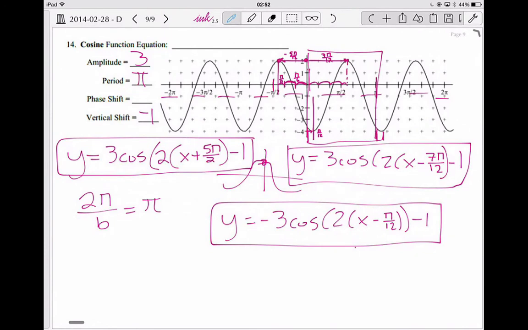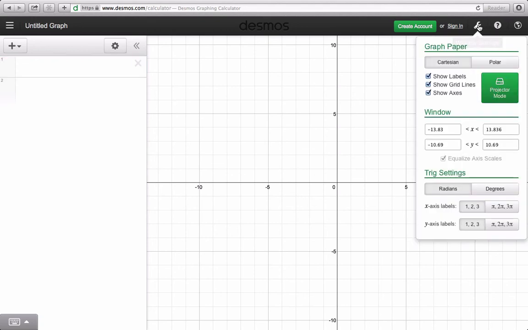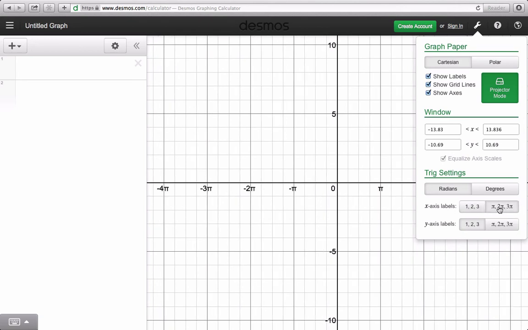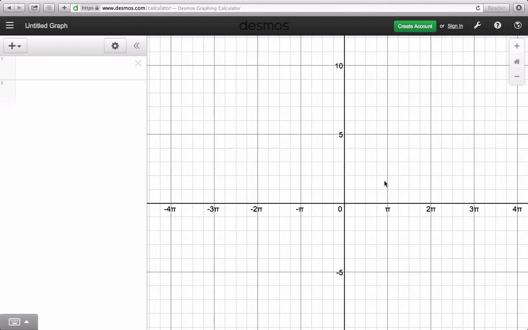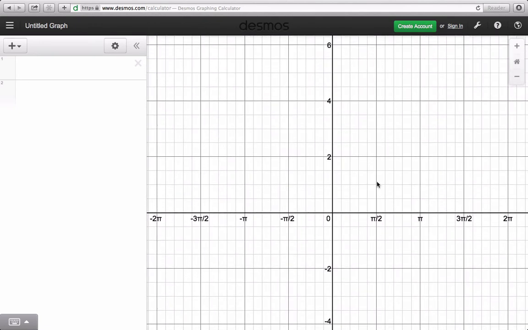And just for giggles, let's prove that all of these are valid answers. You don't have to have all of these on your homework. So here I am at desmos.com, and since I want to graph a trig function, I'm going to change my x-axis label to be in terms of pi, because my trig function's in radians. I could do this in degrees, but I'd rather not.